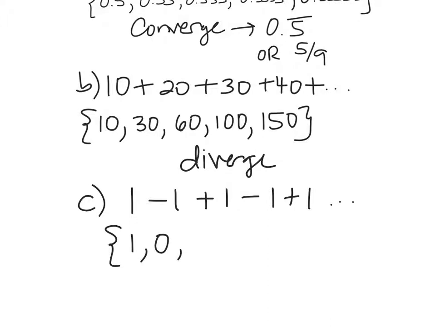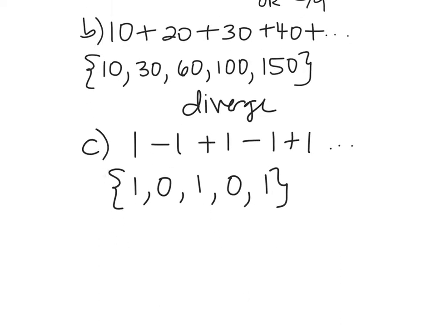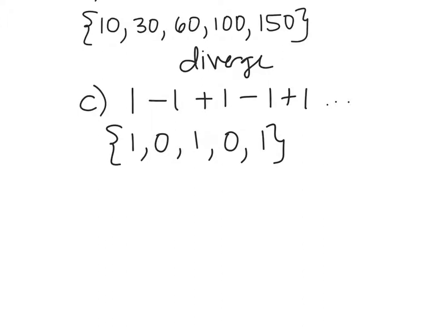Now add up the first 3 numbers. So the sum of the first 3 numbers would be 1. The sum of the first 4 would be 0, and then 1. And you see a pattern there, right? Now, is this converging to a number? No, it's not. It's going back and forth between 0 and 1.